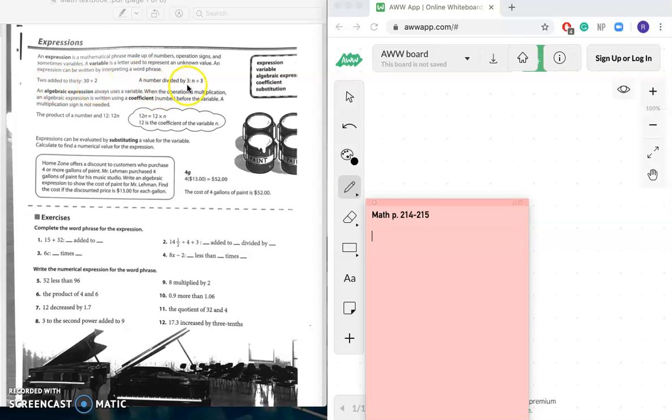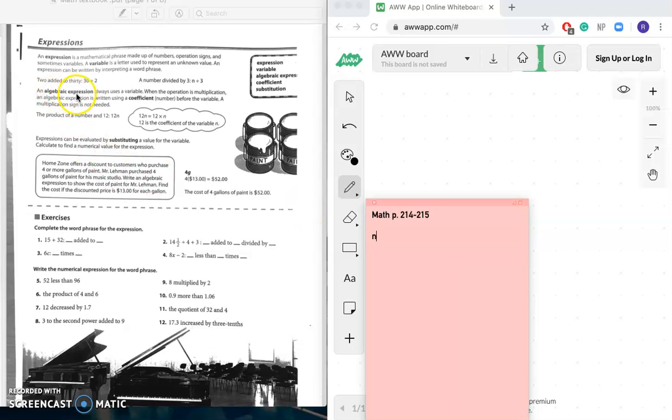A number divided by 3. We don't know the number, so they're using the variable n divided by 3. Some of you might be thinking, can we use any letters? And the answer is technically yes. However, just for this practice, I want you to use n just so we are consistent with the answers. And that way it'll be easier for us to solve the problems quickly.